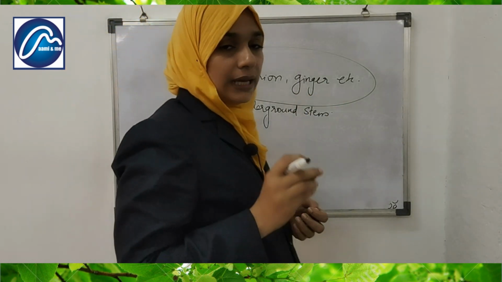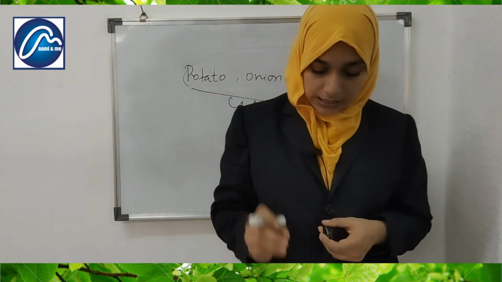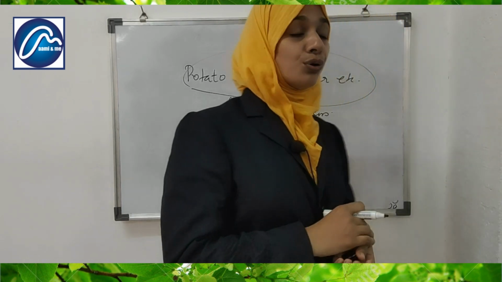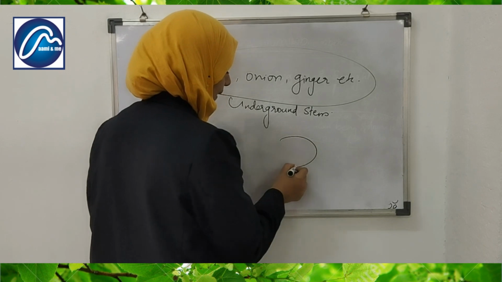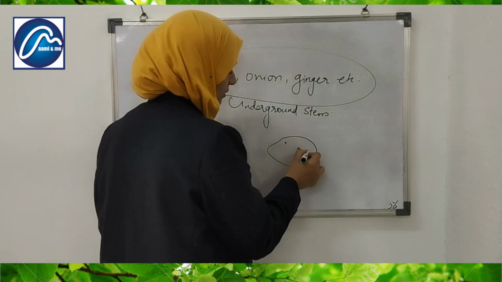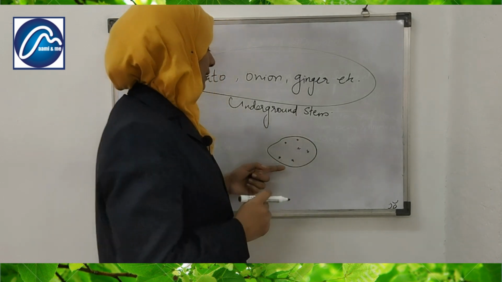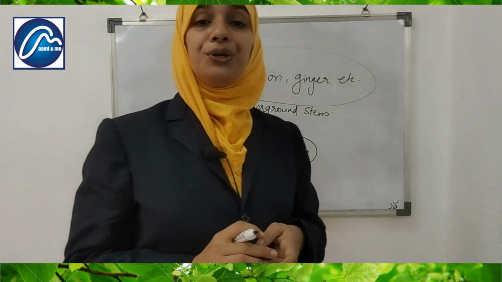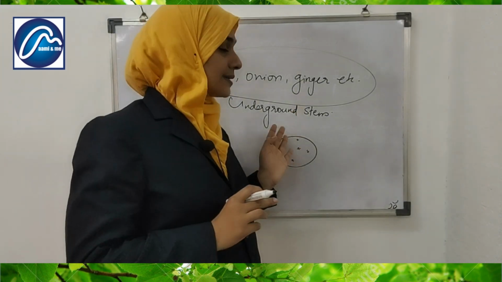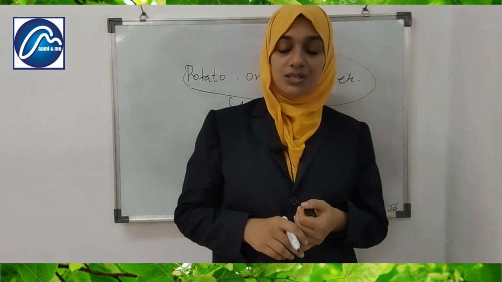Underground stem. In the case of potato, there are some buds or eyes which can grow into a new plant. Have you seen these on potatoes? These buds will form a new plant. It is the same case with onion and ginger.